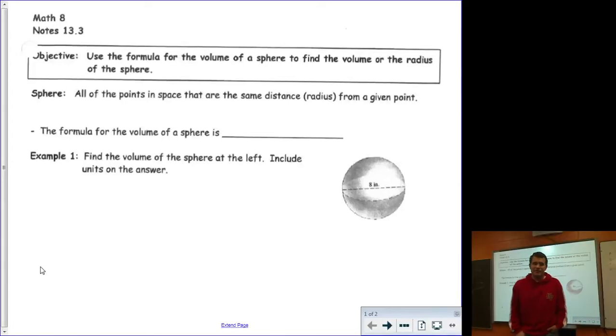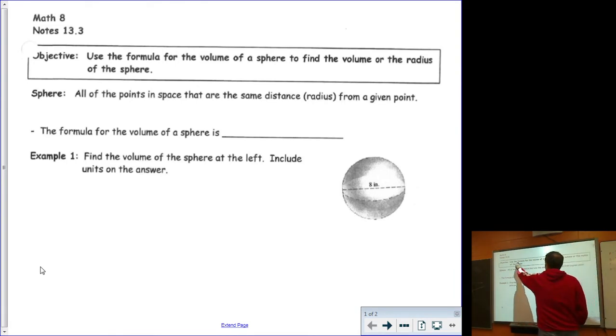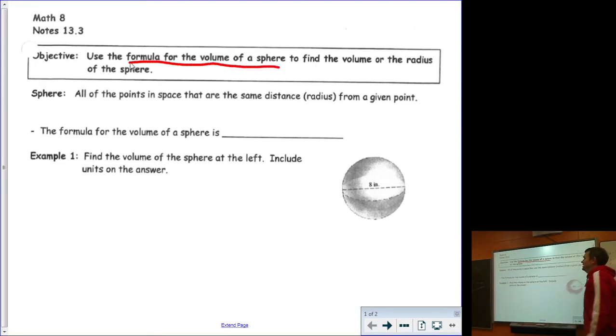Hey guys, we are here for the last section in chapter 13. Today we're going to be finding the volume of a sphere. And here we go. Without further ado, let's go right to the formula. The formula for the volume of a sphere.